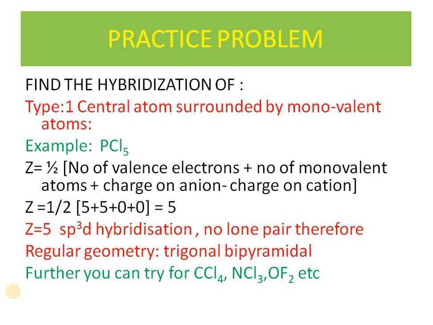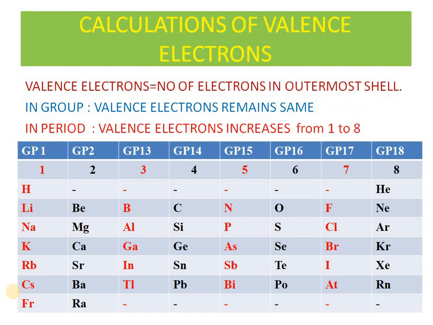Please listen very carefully and do as much practice as you can for the molecules. PCl5. Now our formula was Z is equal to half of the number of valence electrons plus number of monovalent atoms plus charge on anion minus charge on cation. Here there is no cation, no anion, so 0, 0. Valence electron for central atom phosphorus is 5 because this belongs to group 15 elements: nitrogen, phosphorus, arsenic, antimony, bismuth. Please focus on what I am telling you. If you are able to keep this in mind, you can find all the hybridization very easily.